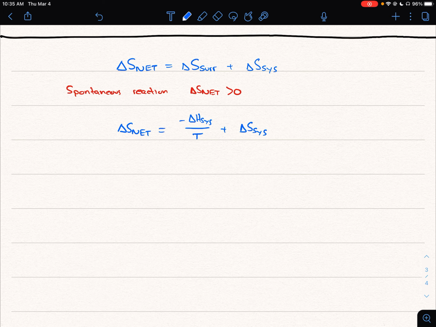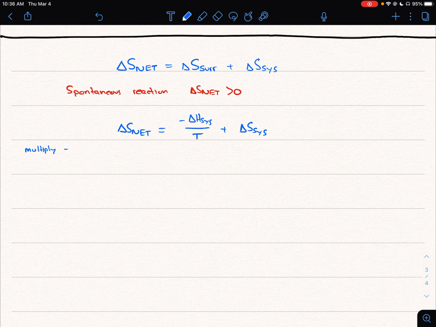There are a couple of problems with this equation, one of which is that it's really hard to determine what this term is. What is this change in entropy of the universe? That's a very difficult thing to determine. And so what chemists have done is they've taken this equation and defined a new term. I'm going to show you how algebraically we got there.